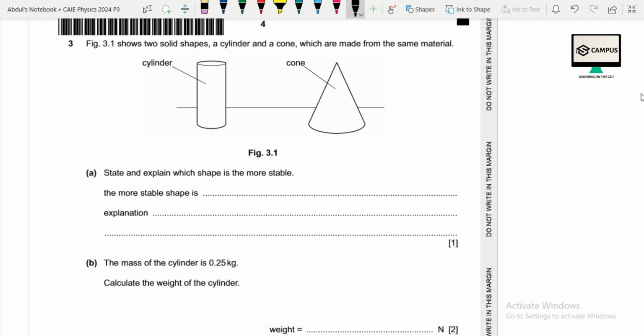When we are talking about stability, the object which has a lower center of mass is more stable. In other words, an object whose mass distribution is closer to its base, or closer to the ground, is more stable. So among the two shapes, definitely the cone is the more stable one. As for the explanation, as I just said, the center of mass is lower, or the mass distribution is closer to the base.